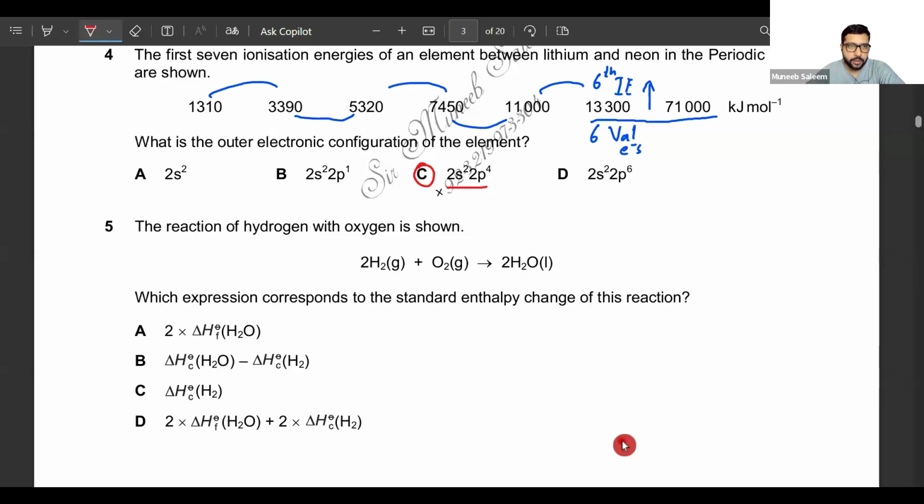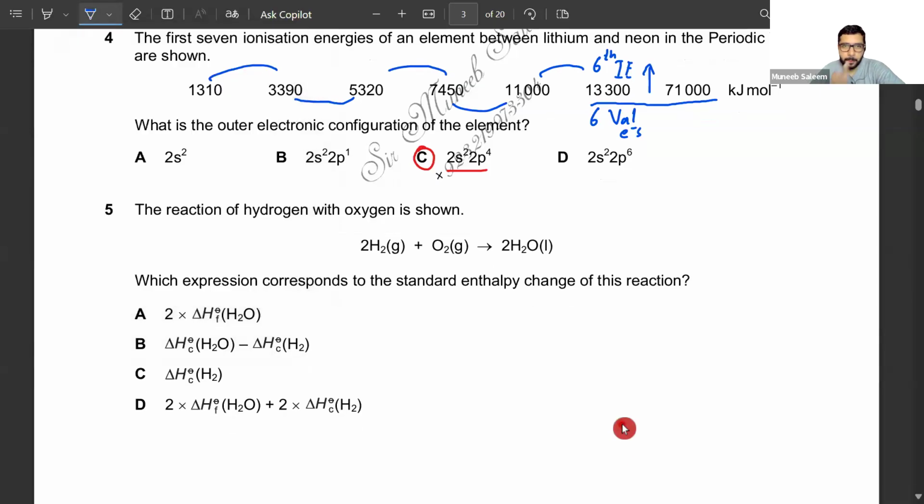Now question number 5. The reaction of hydrogen with oxygen is shown in this reaction. We have to express this equation according to the expressions given in these 4 options. If we start from the B option, it says it is equivalent to enthalpy of combustion of water minus enthalpy of combustion of hydrogen.